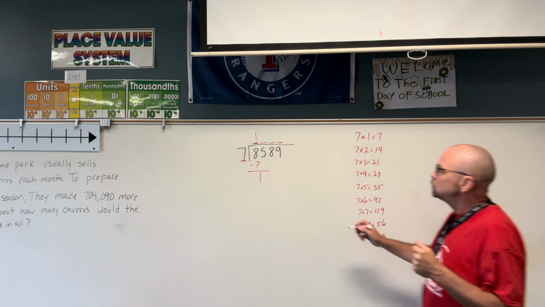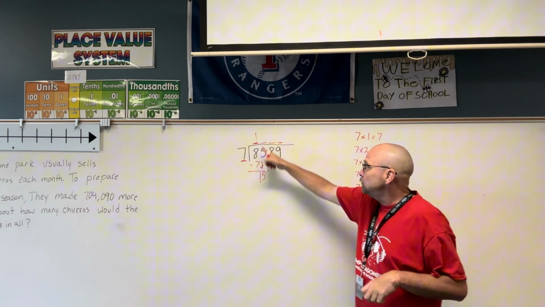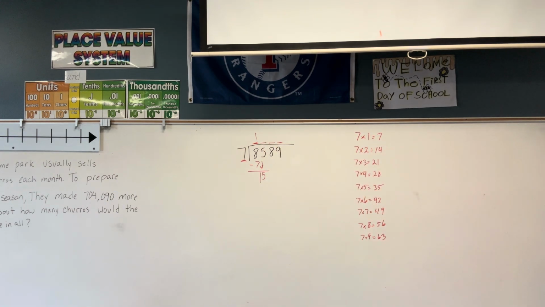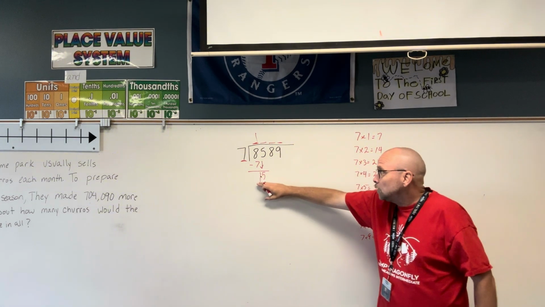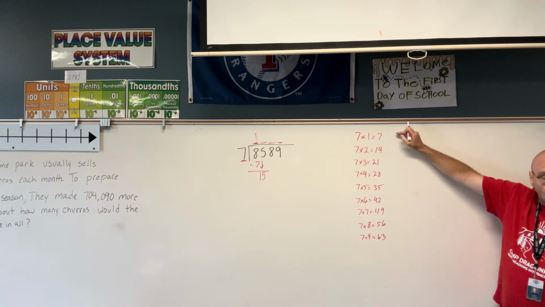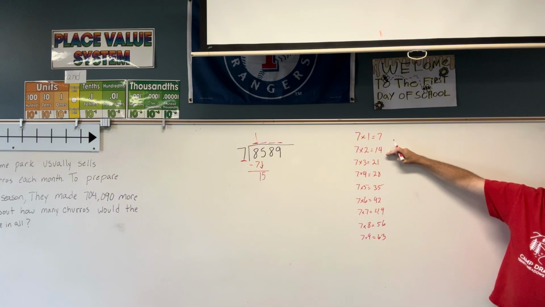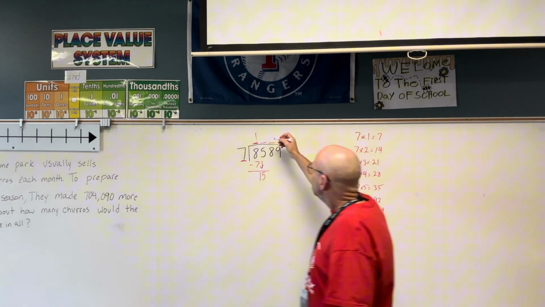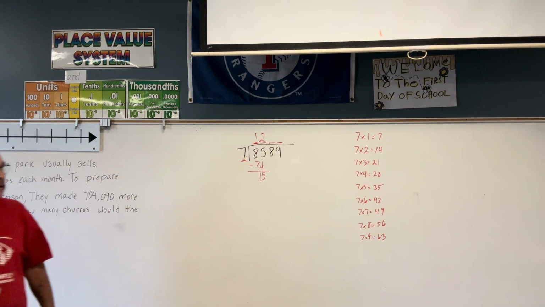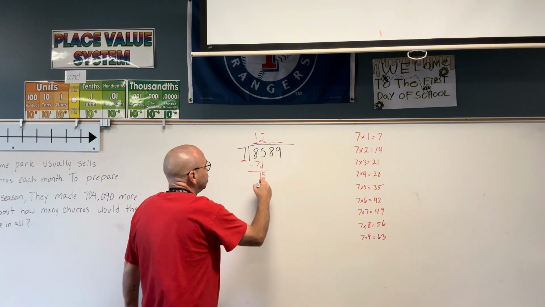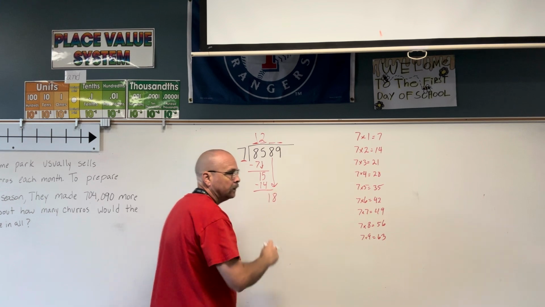Now I bring down the hundreds place, which is going to give me 15. Whatever this goes into is going to be above the 5. I go back over here. I need to get as close to 15 as I can without going over. Well, I have 7. I have 14. I have 21. 21 is too big. So I have to use 7 times 2. So the number in my hundreds place is going to be a 2. If I multiply 2 times 7, I get 14. I subtract, I get 1. Now I bring down an 8.